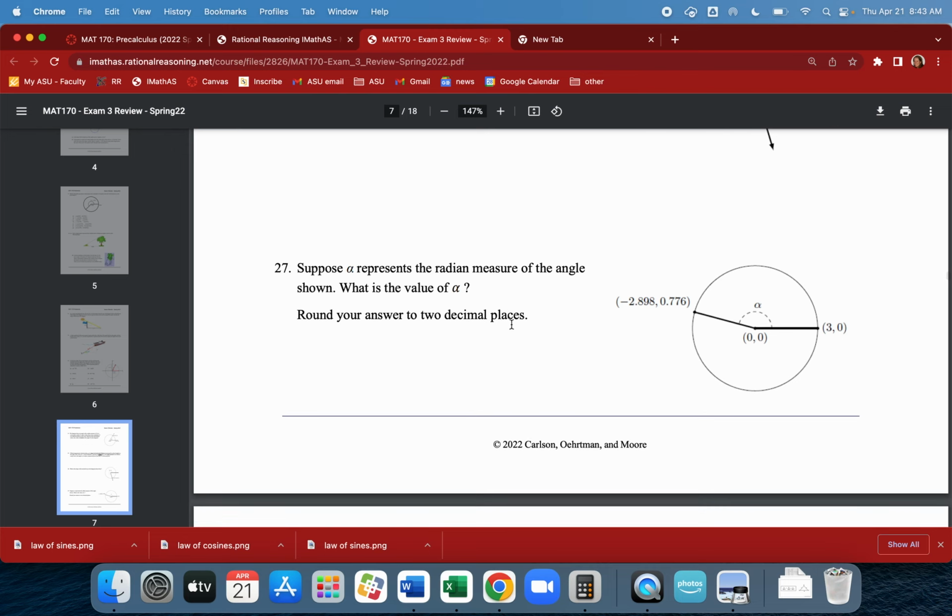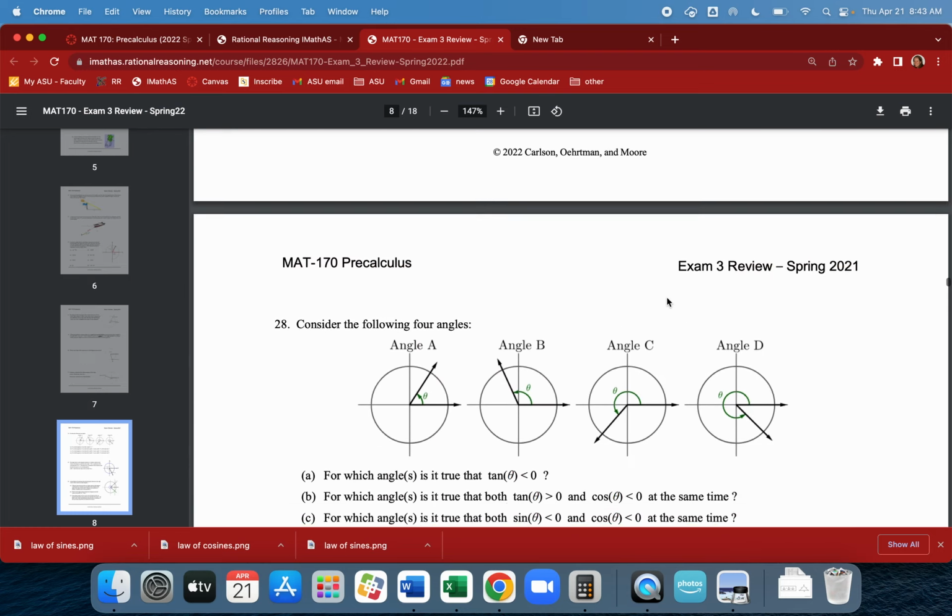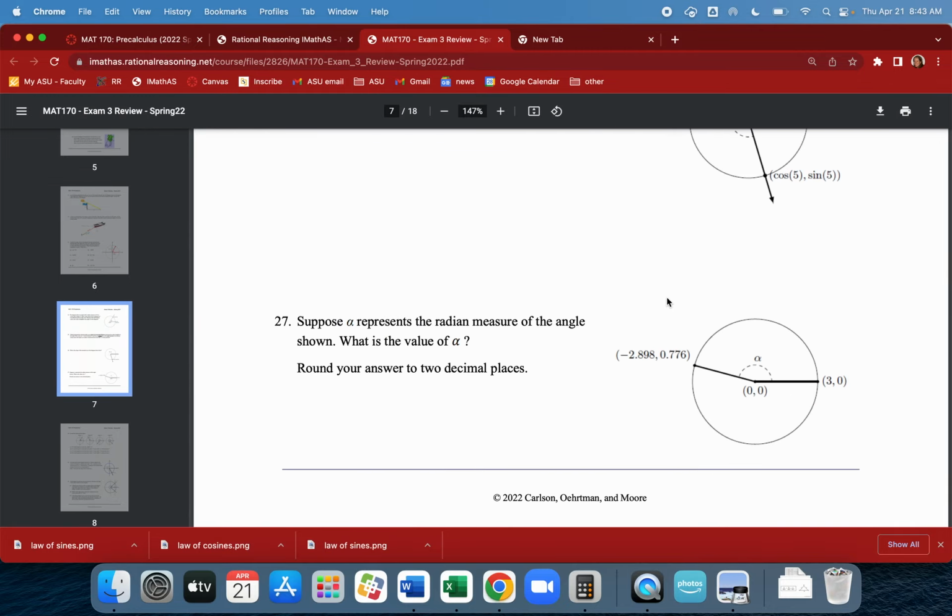What's the value of alpha? You can use inverse trig with these functions here. I'd say use the inverse trig on the positive one. I said try to avoid doing inverse trig on negative things. It just makes your life more difficult than you need to. If you do inverse trig on a positive thing, it'll give you a first quadrant angle, but then we can figure out where it's supposed to go. You can also guess and check.